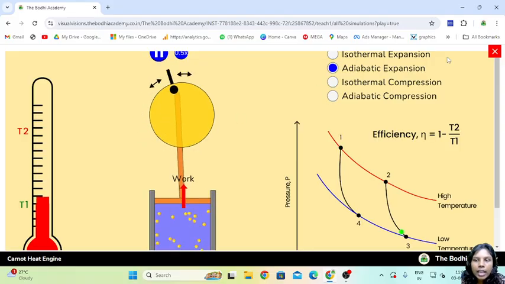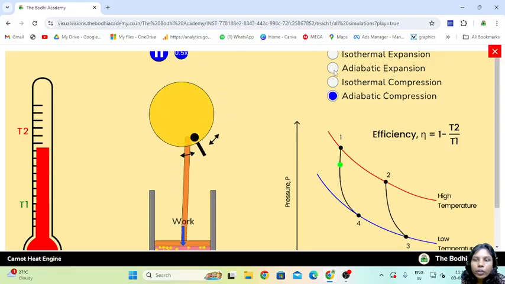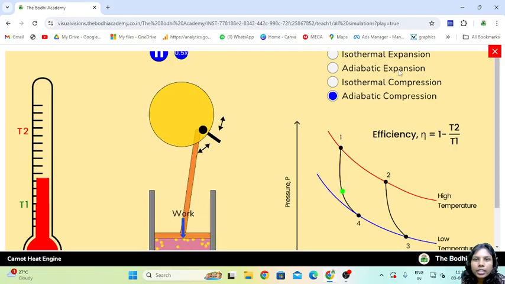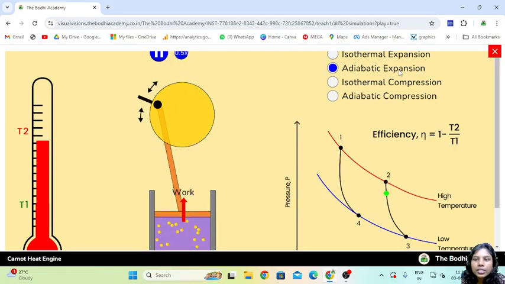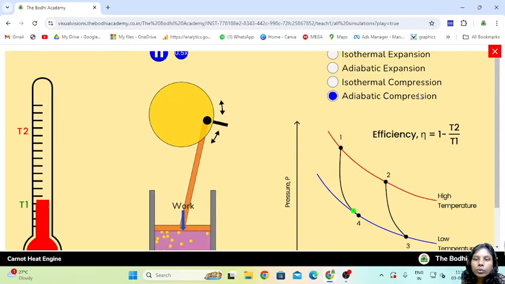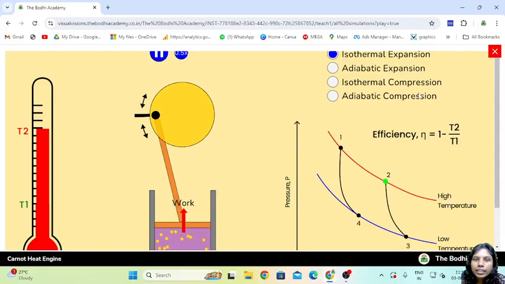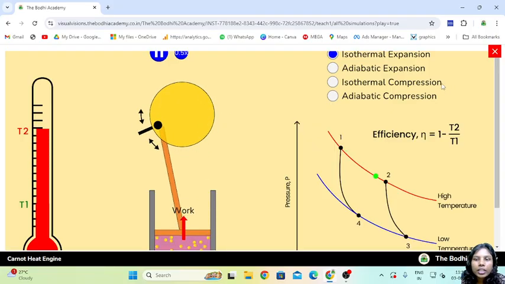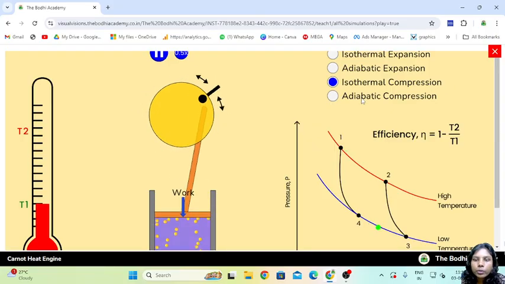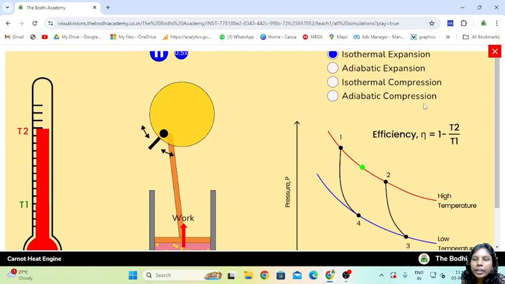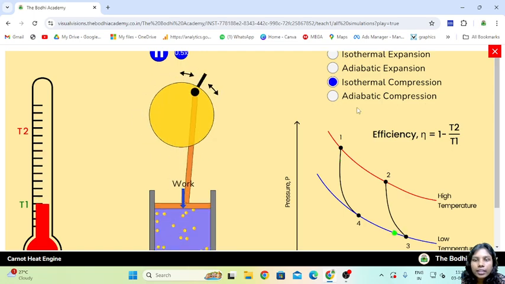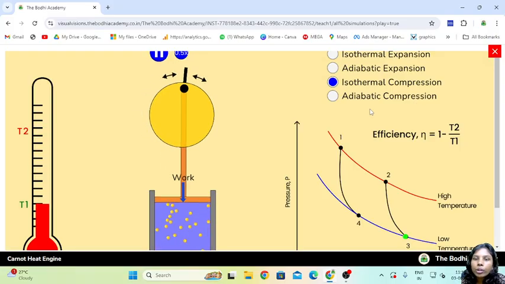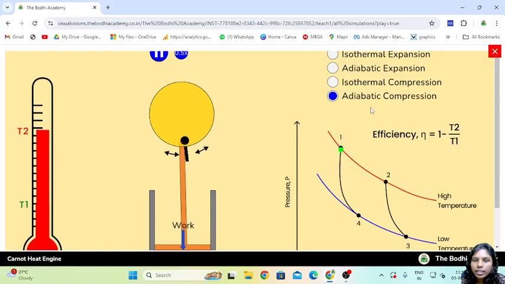So we start with the isothermal expansion, then we go to the adiabatic expansion, where there is no transfer of heat or energy from the system to the surrounding. Then we move to the isothermal compression, wherein the temperature remains constant but there is compression happening. So the volume is going to be reduced. And lastly, we have the adiabatic compression, wherein again there is no transfer of heat or any energy, but the volume is reducing and the pressure is increasing.